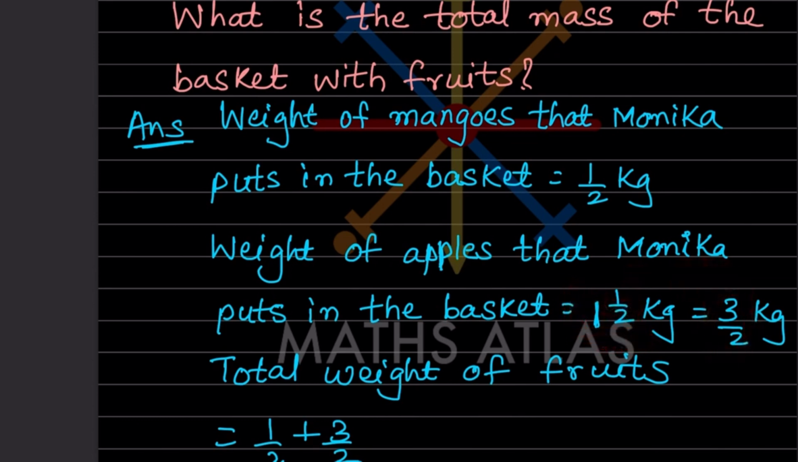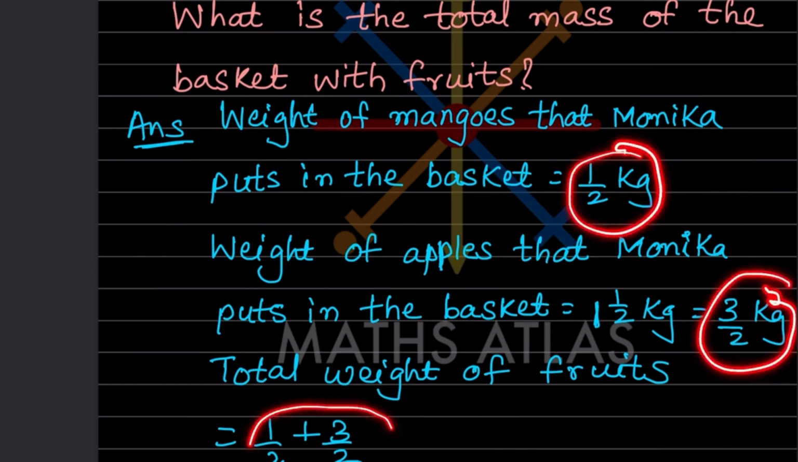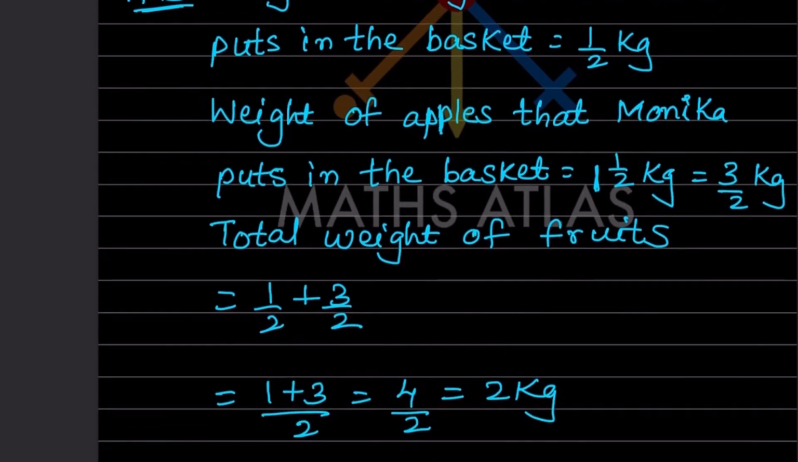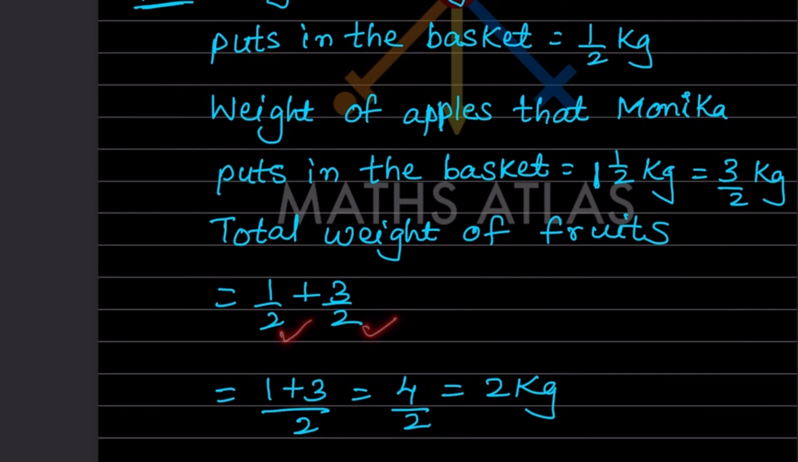So now what is here? This is 1 by 2 and this is 3 by 2. So we have to add it because we want the total weight of the fruit. Now look at here, the denominator is the same, that is 2. So here this is the numerator we are going to add. This denominator, this 2, we are going to write it as it is.